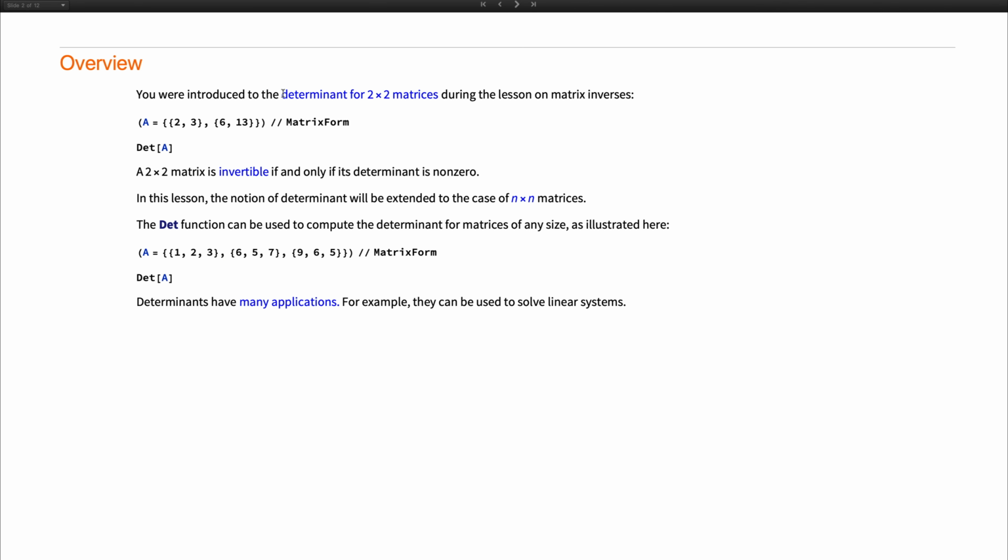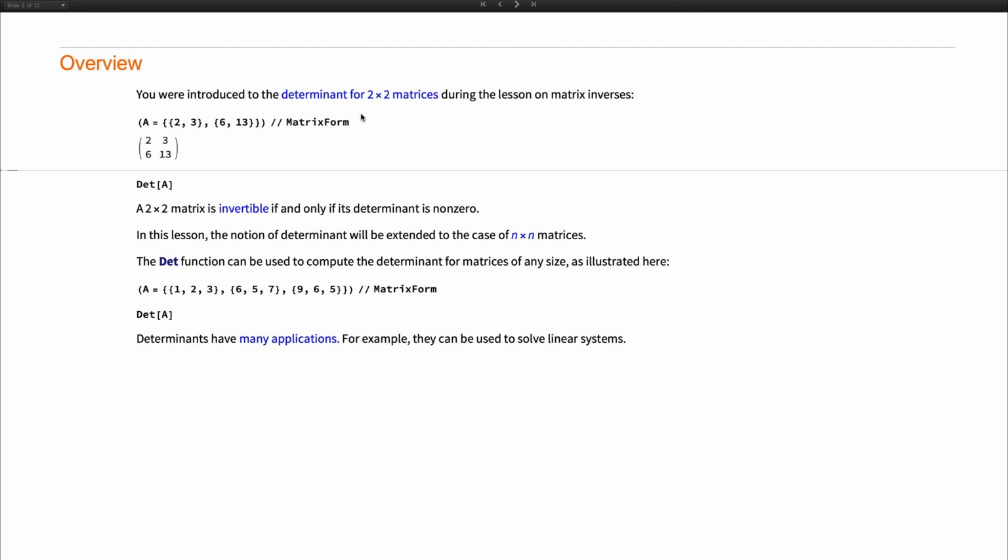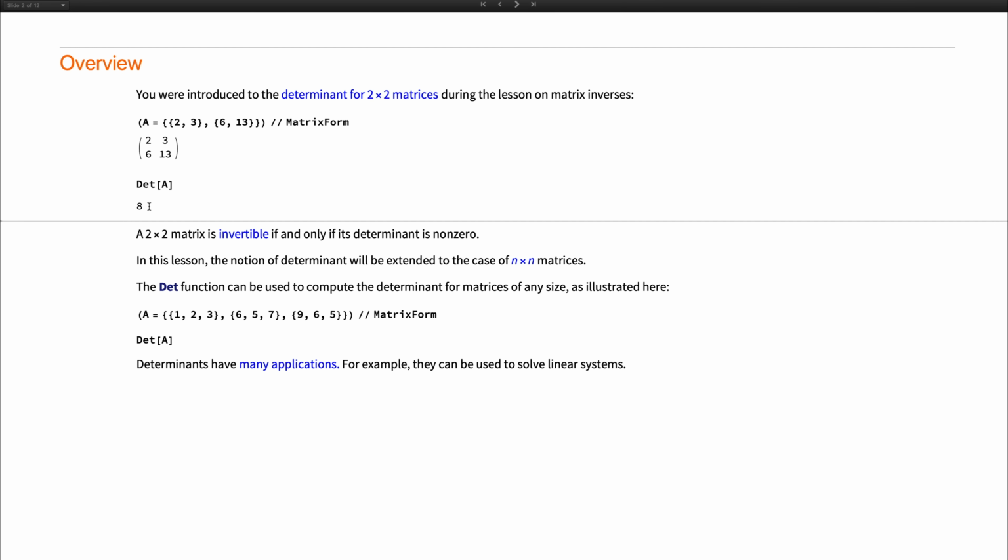You were introduced to the determinant for the case of 2 by 2 matrices during the lesson on inverses. Let's say your matrix A is 2 by 2. The first row is 2, 3, the next row is 6, 13. If you work out its determinant, the answer is 8. That's because you multiply the diagonal elements: 2 times 13 is 26, and then 3 times 6 is 18, and if you subtract them, you get back the answer 8. The point is that a 2 by 2 matrix is invertible if and only if its determinant is non-zero.